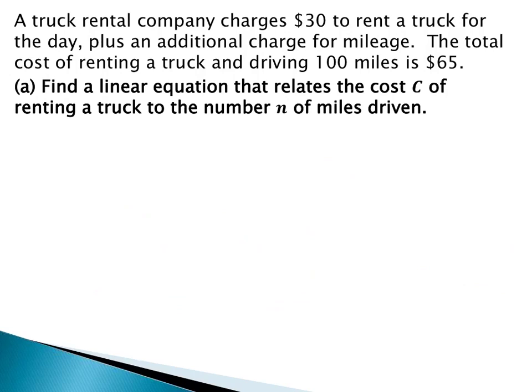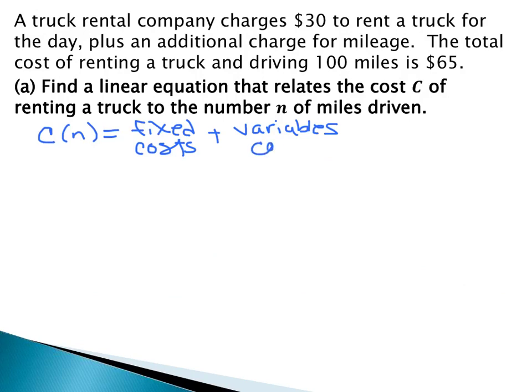For this one, we have a rental company, and it's a truck rental, and they need a linear equation for the cost. So it's cost with n as the variable, and we're going to have fixed costs plus variable costs, and that will help us to build our equation. You have 2 different ways to do this. First, let's put in what we do know. We know the fixed costs are $30. We don't know the variable cost yet.